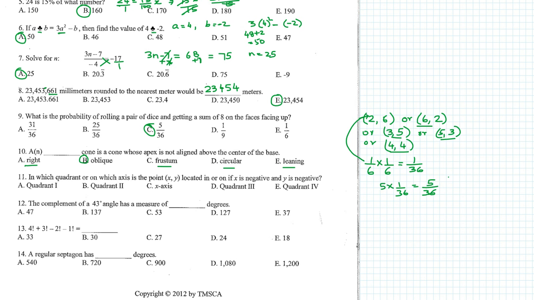Question 11. In which quadrant or on which axis is the point xy located in or on if x is negative and y is negative? So on the xy coordinate system, this is y, this is x. So x is positive over here and y is positive over here in the first quadrant. In the second quadrant, we have y positive and x is negative. So x is negative, y is positive.